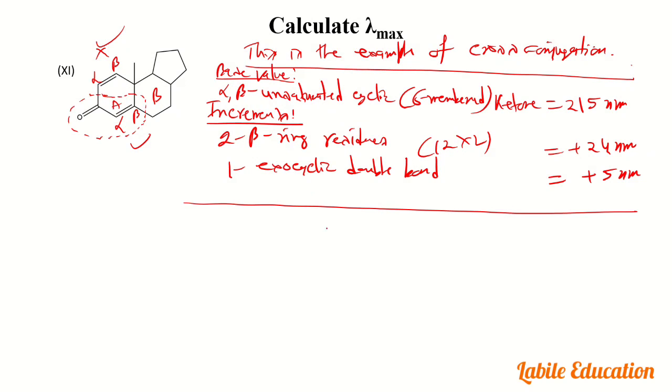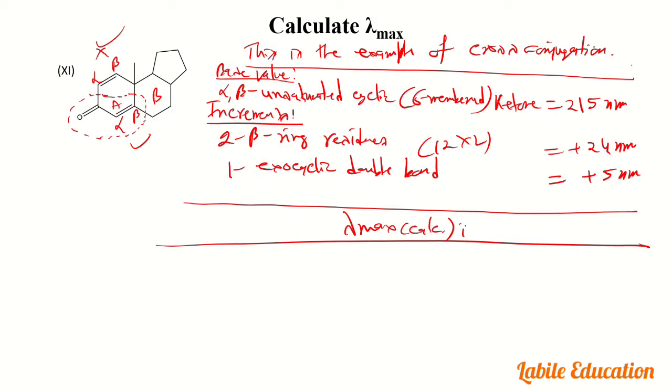So here we can sum them up, and lambda max, calculated in ethanol solvent, will be 215 plus 24 plus 5, which is 244 nanometer. This will be the value here.